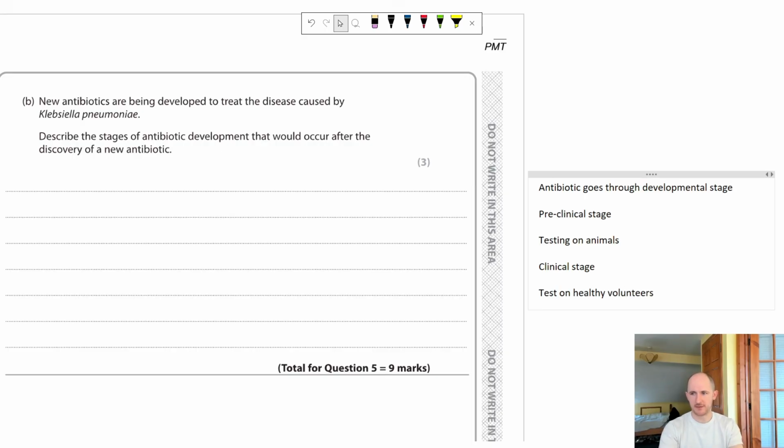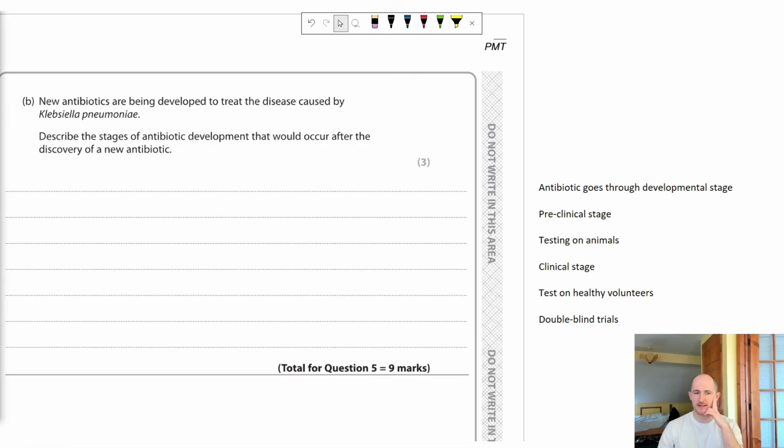A lot of people get confused about this stage because why would you test on healthy people? The idea is if you test it on a sick person and it makes them even worse, they're more likely to die. So if you test on healthy people, if there's any side effects, it's less likely to kill them. Simply put, then you would have something like a double-blind trial.